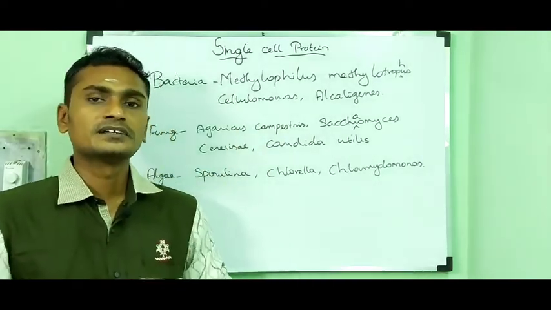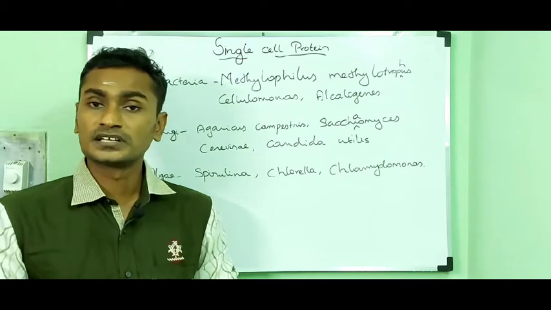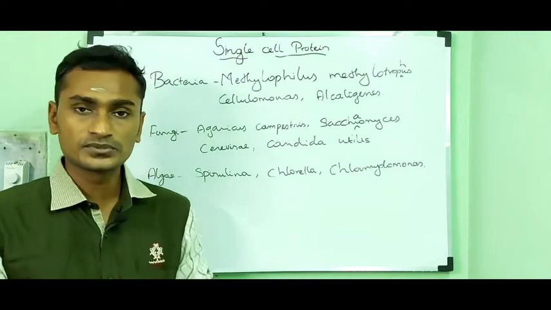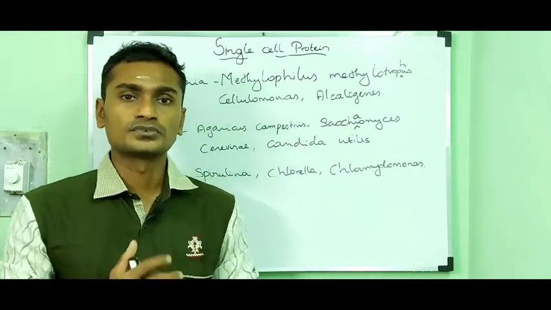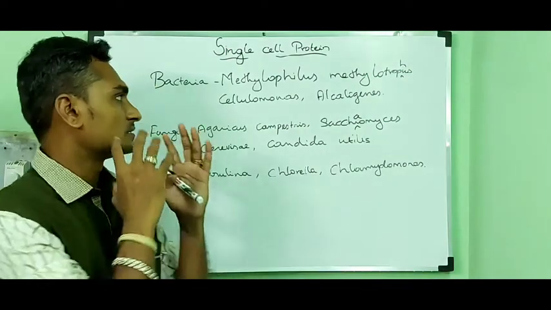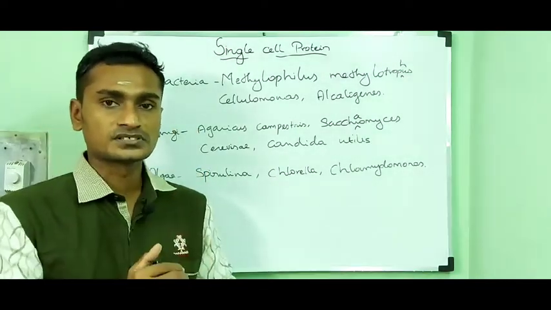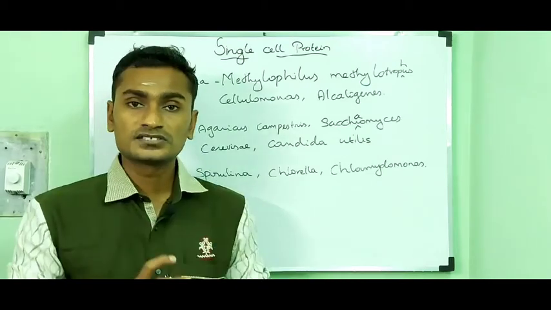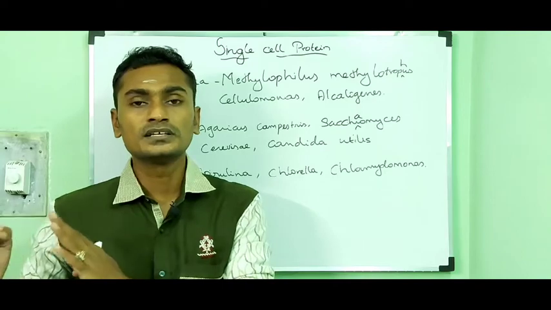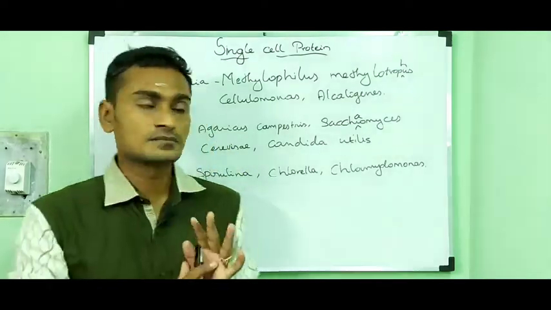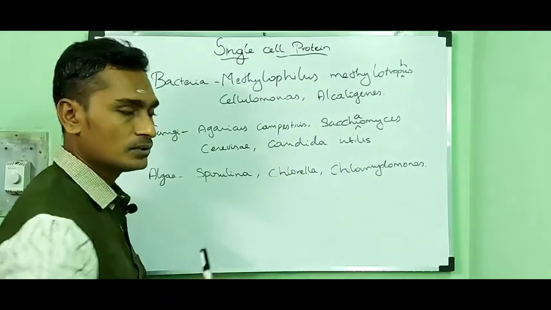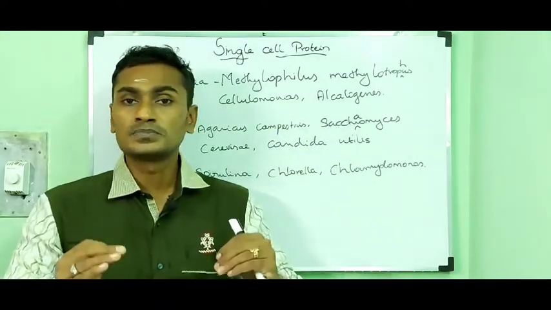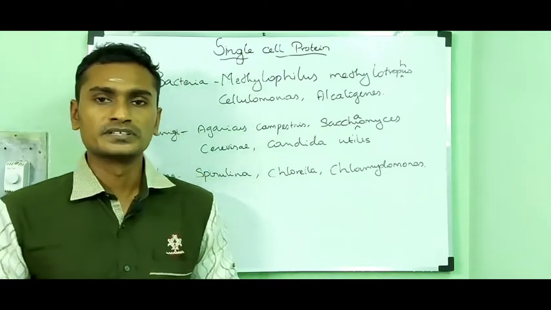Then if we take 250 grams of Methylophilus methylotrophus and we introduce that microorganism into a fermenter, it can produce 25 tons of protein. So due to the fermentation process, we are able to produce 25 tons of proteins from only 250 grams of Methylophilus methylotrophus.